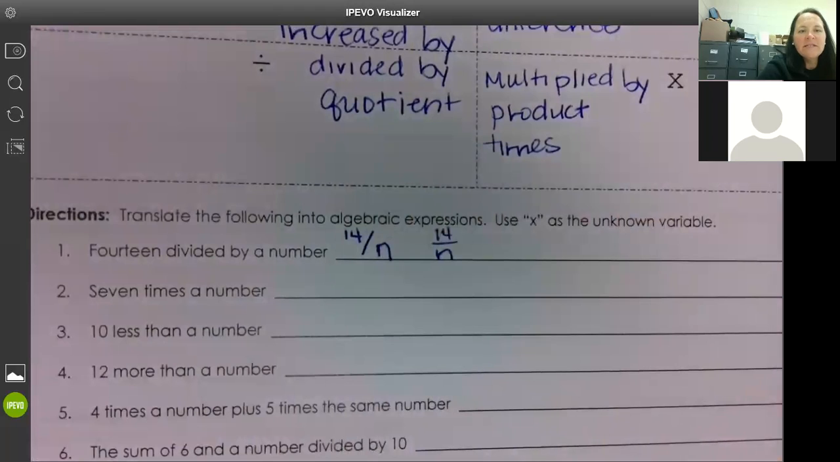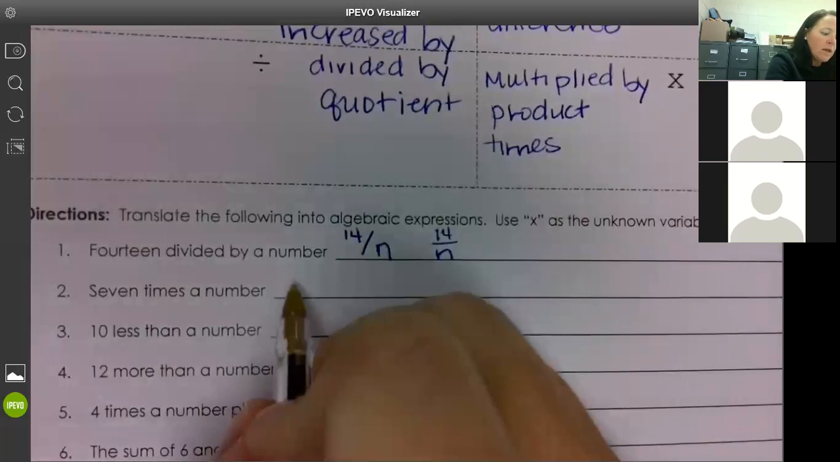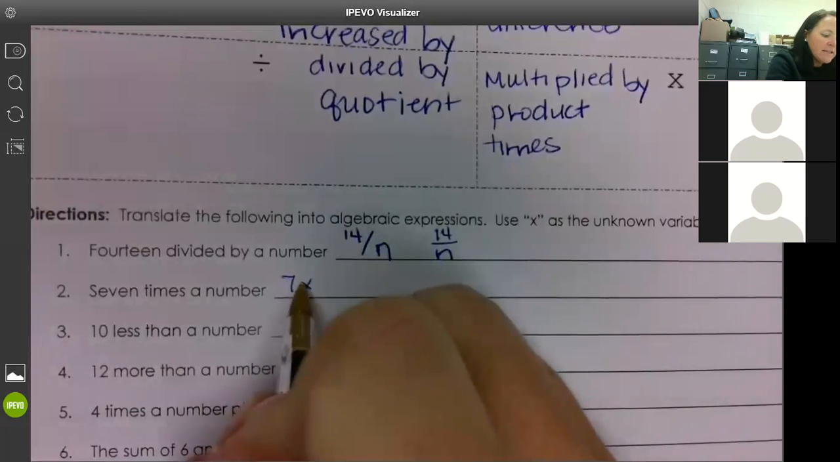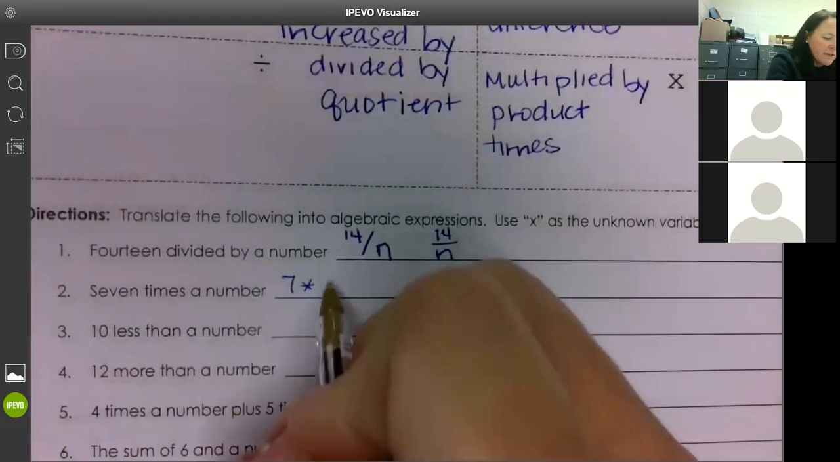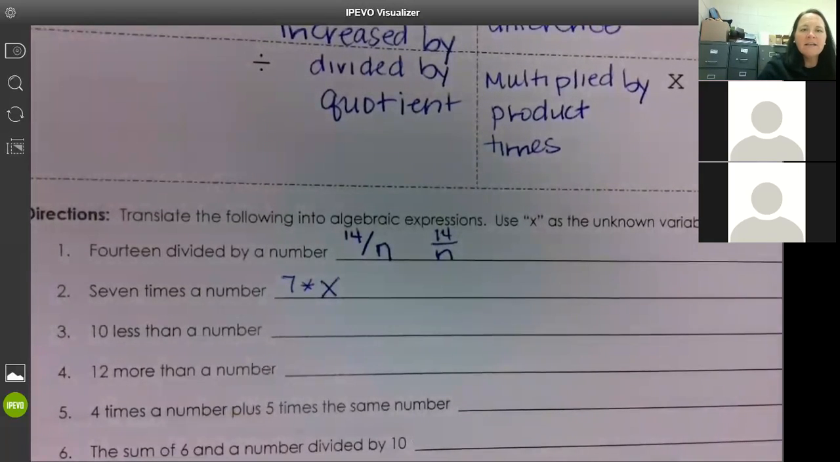How do I do 7 times a number? Somebody answer me. Remember, the longer it takes to answer, the longer this is going to go. 7 times a number. 7 times 10. And how would I write that? So you guys are seeing 7. Sorry, I used N. I should have used X. Like 7 times X. Can I write it a different way? Like, can it look different?